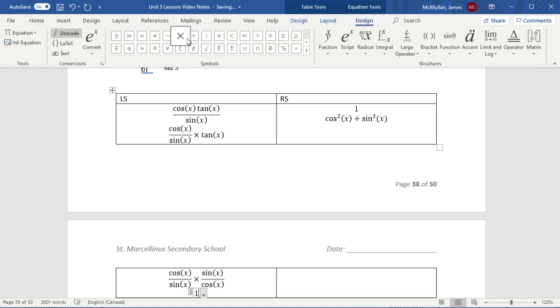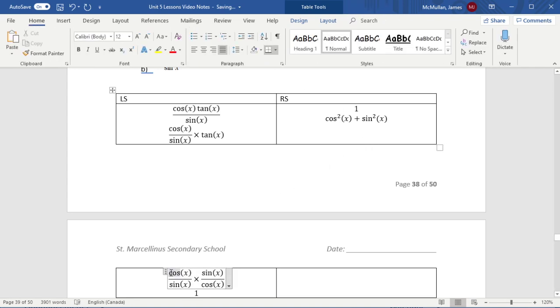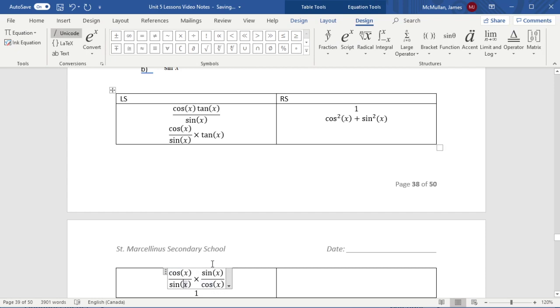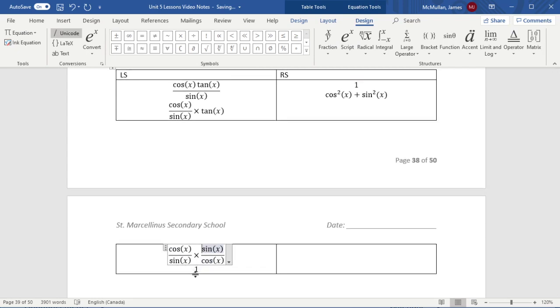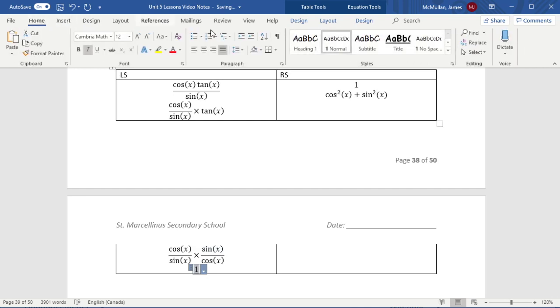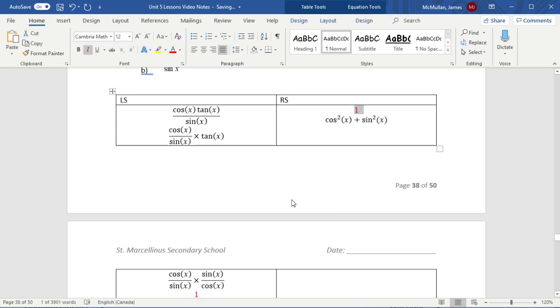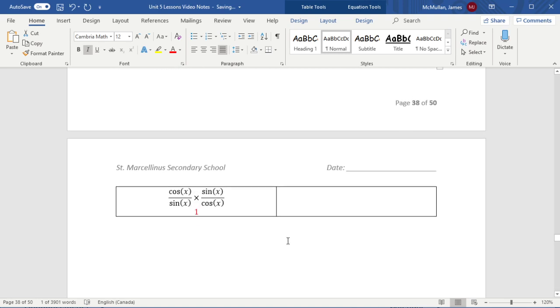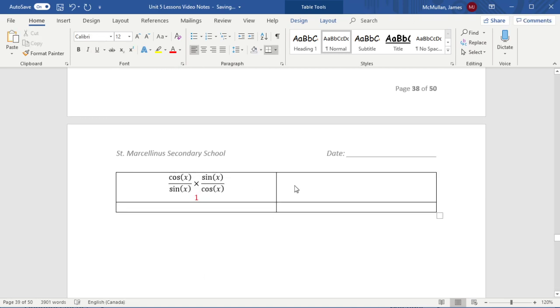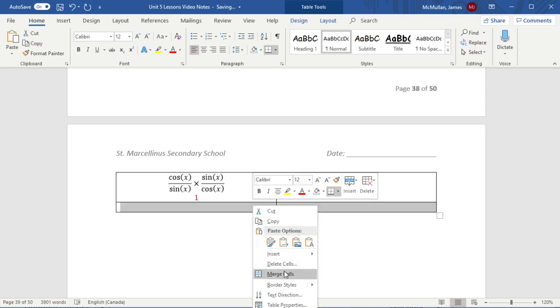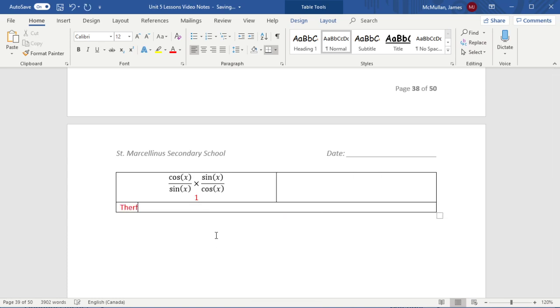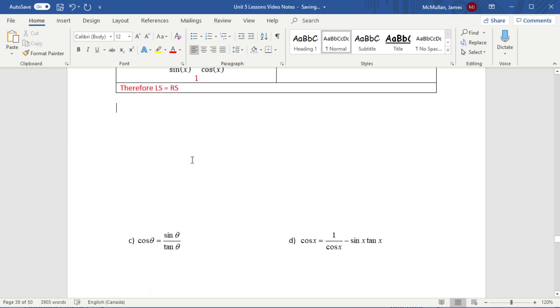Now I see that this is just equal to 1, right? Because the cos and the cos cancel, the sine and the sine cancel, and I get a 1 on this side, and I get a 1 on that side. Again, you just need to show that any line from the right and any line from the left are the same. Okay? Underneath, we'll just write the shorter answer. Therefore, LS equals RS. Okay, and we proved it.